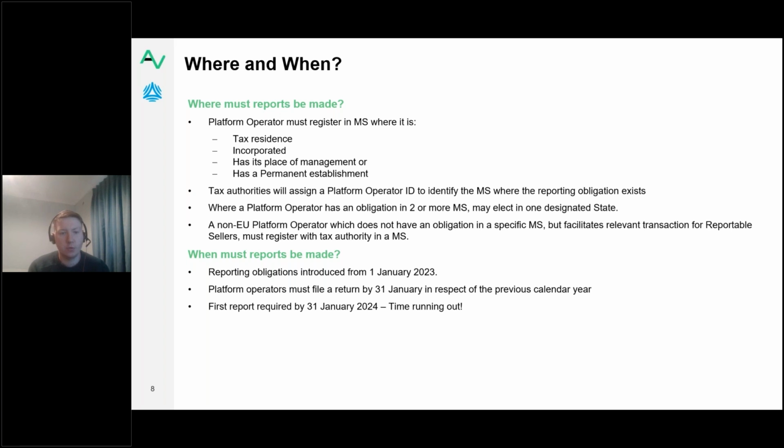And then when must they be made? So DAC 7 was introduced from the 1st of January last year. The return for the previous year needs to be filed by the 31st of January. So the first return is due by the 31st of January this year, which is just over 2 weeks away. So, really, if any of you feel that you may get caught by this, you really should reach out after the call, as time is of the essence.